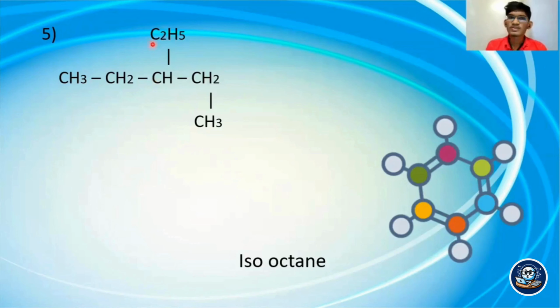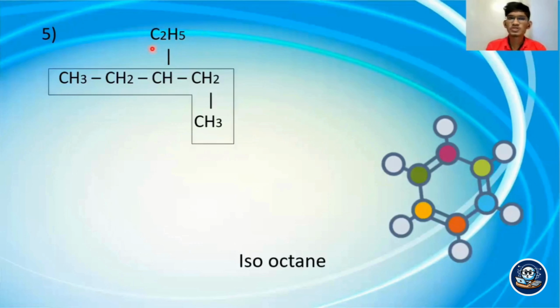Yes, over here, see very carefully. C3H5 is there. So it will be 7 carbon. We got the name of the alkane. Moving to the next step, box the longest continuous carbon chain and circle the branch.